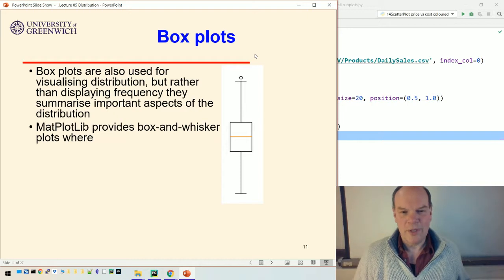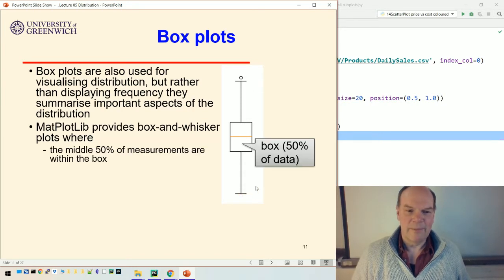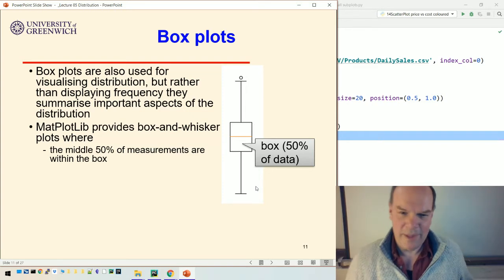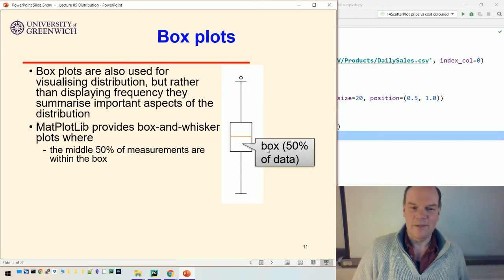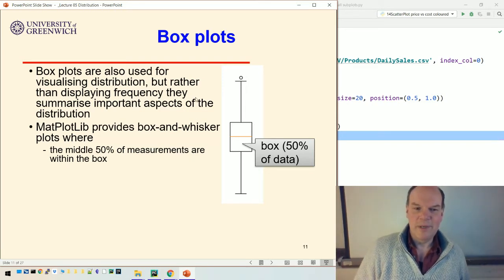They're called box and whisker, the box being obviously the bit in the middle, this bit here, and the whiskers being these bits on the end, which tell you the sort of limits. And the way to interpret this figure is as follows. The middle 50% of measures are put in the box. So that is telling you where most of the values are.